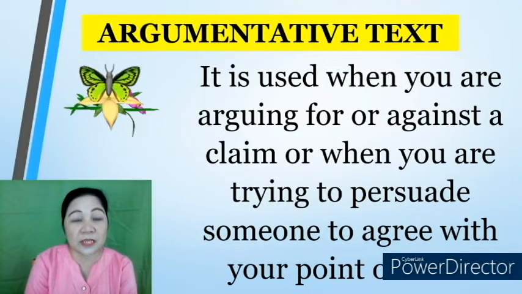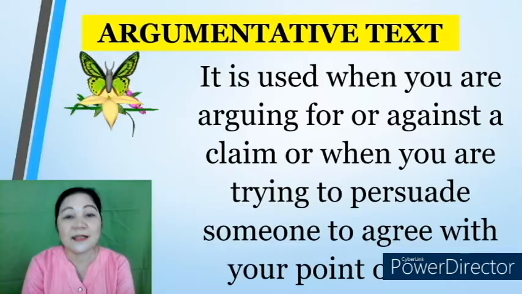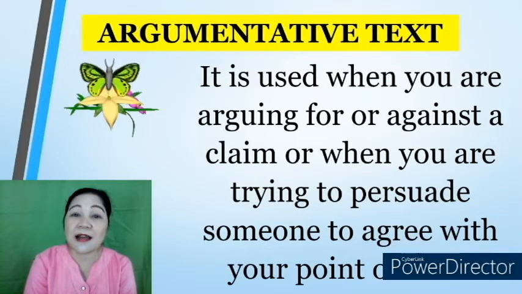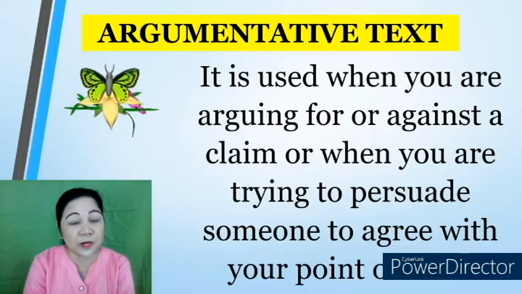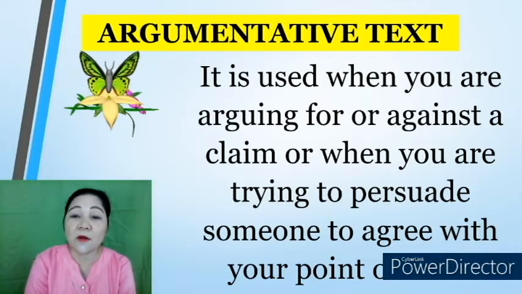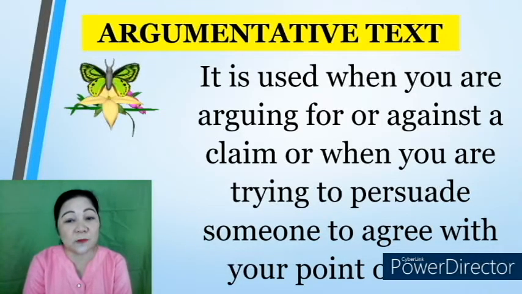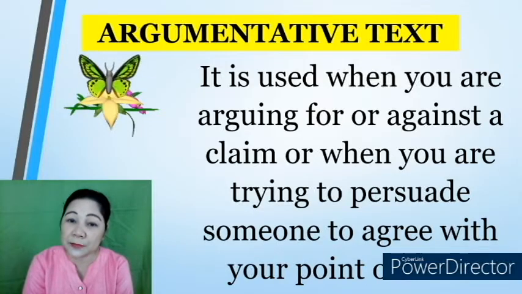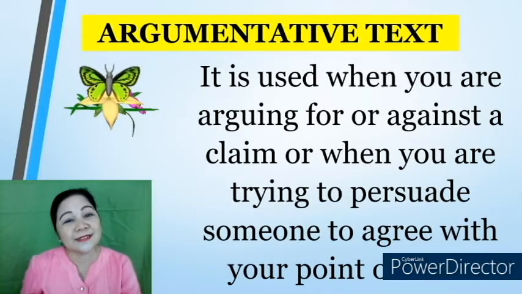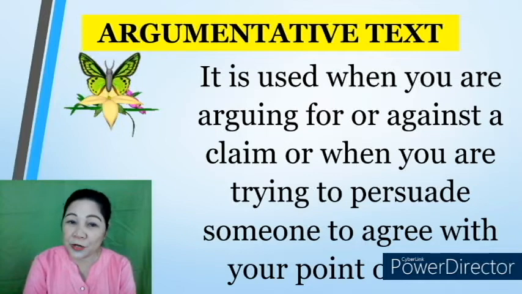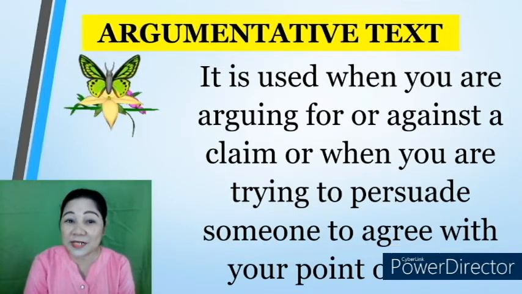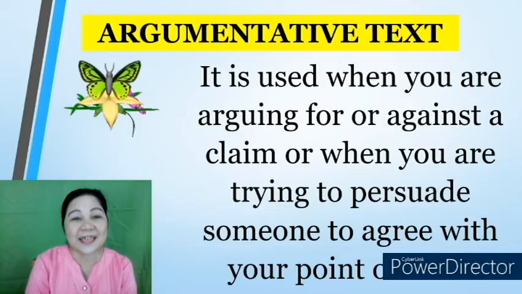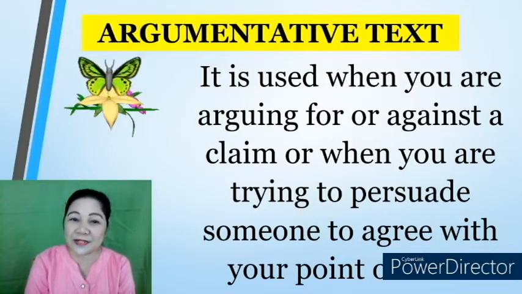The first one is an argumentative text. Let us define this. Argumentative text is used when you are arguing for or against a claim or when you are trying to persuade someone to agree with your point of view. You once read or heard the word persuade. What is persuade? To persuade is to convince. So now you know that persuading is also convincing.